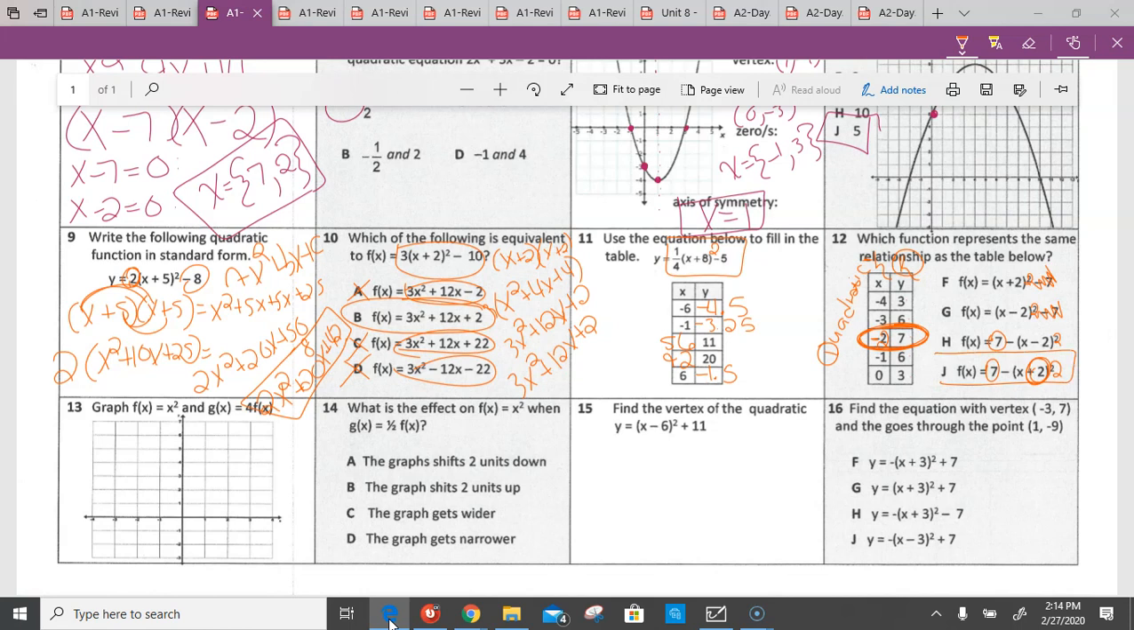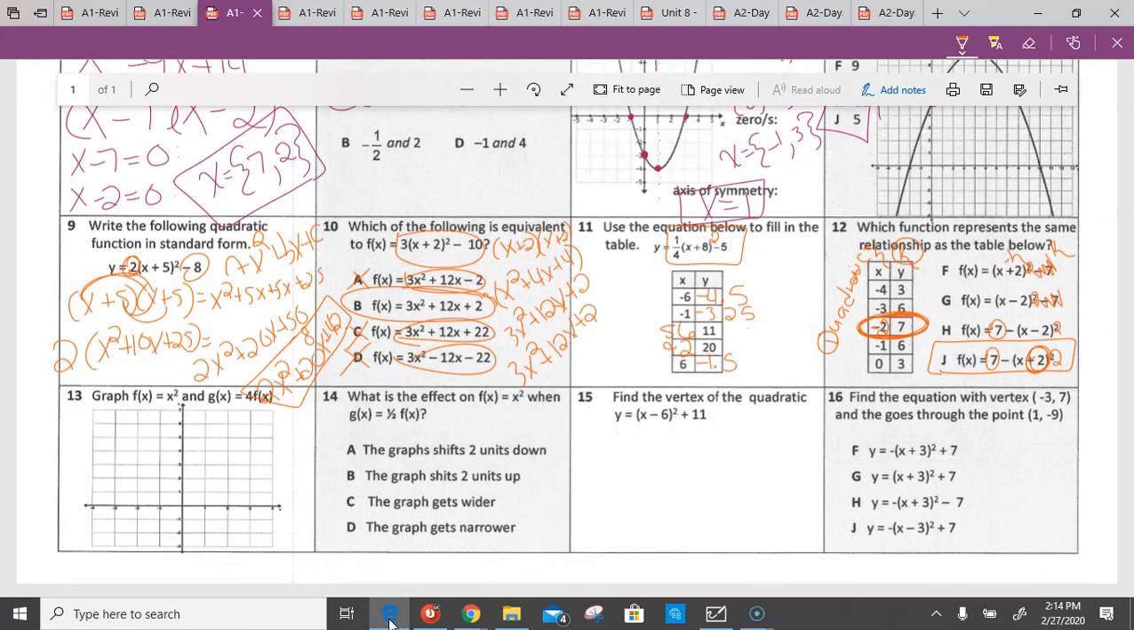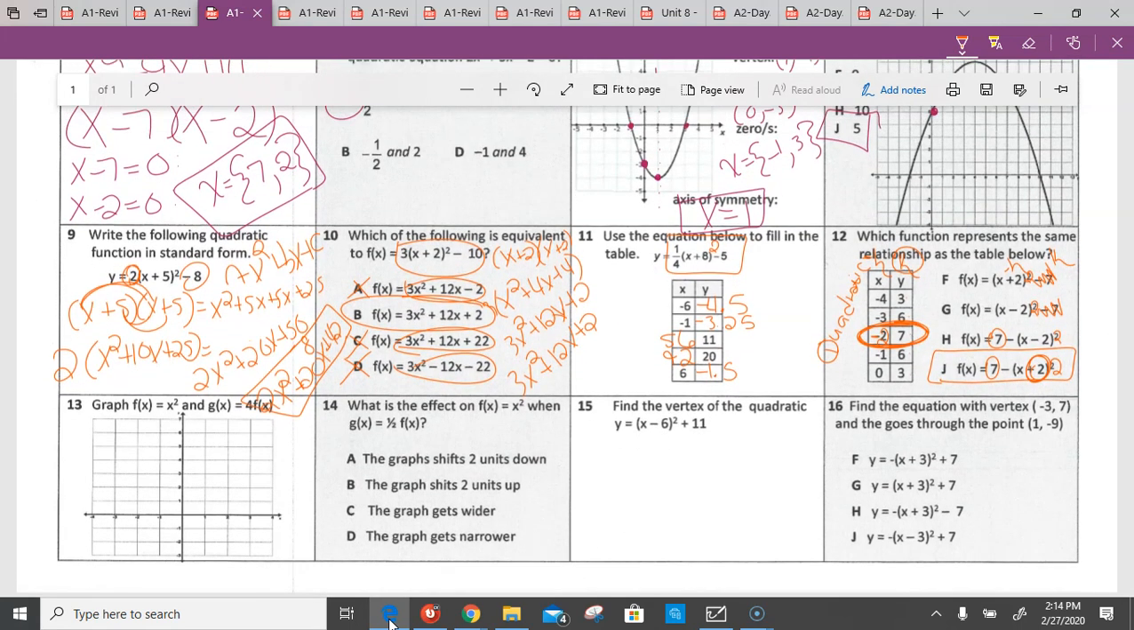So here's my right equation. Remember, this is vertex form. That's h, that's k. It's always the opposite h, normal k. You can also graph all of these and do Control T until you get the right table if you want to also. And finally, as I run out of breath, let's go ahead and graph x squared and g of x equals 4 times f of x.